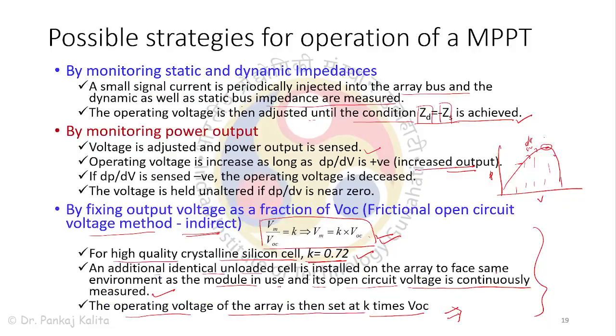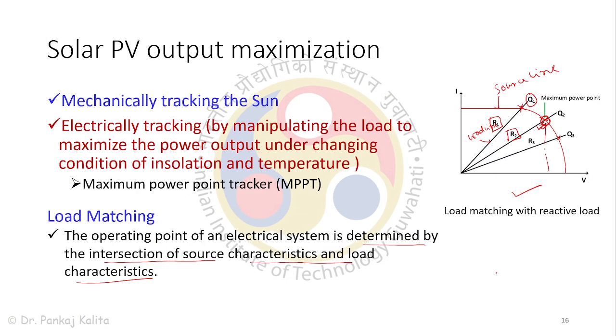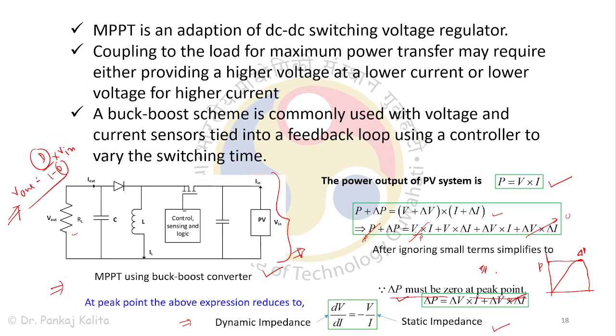The next part is very important, the MPPT part, maximum power point tracker. The gist of this MPPT is that we are trying to operate our solar cell always at the maximum power. For that we do the load matching. Either we can mechanically track the sun so that we are operating at the maximum power point, or we can electrically track the maximum power point. This can be done by this buck boost converter, controller, sensing and logic unit.